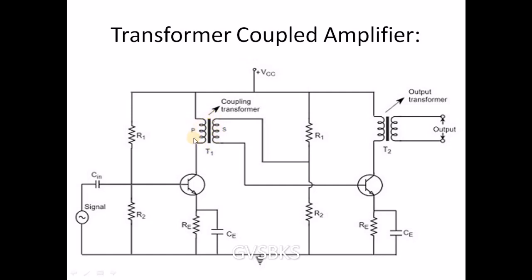So here the transformer is transferring the output signal of stage 1 to stage 2 as an input. The second stage is the last stage of this amplifier. In this, the second stage output is given to the load. Here, this one is a Vs source signal and Cin is the input coupling capacitor. Here VCC is the DC supply voltage.